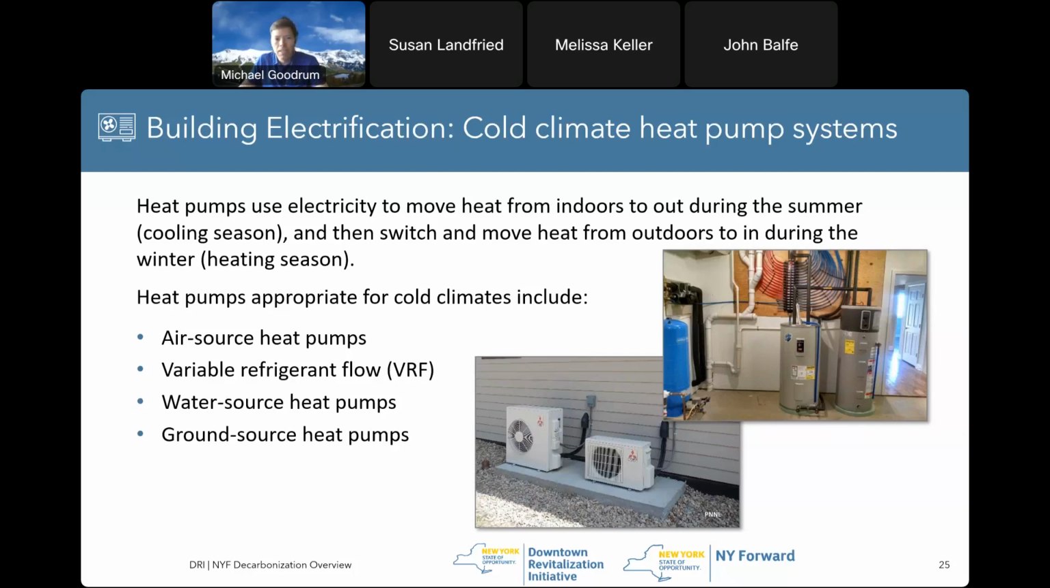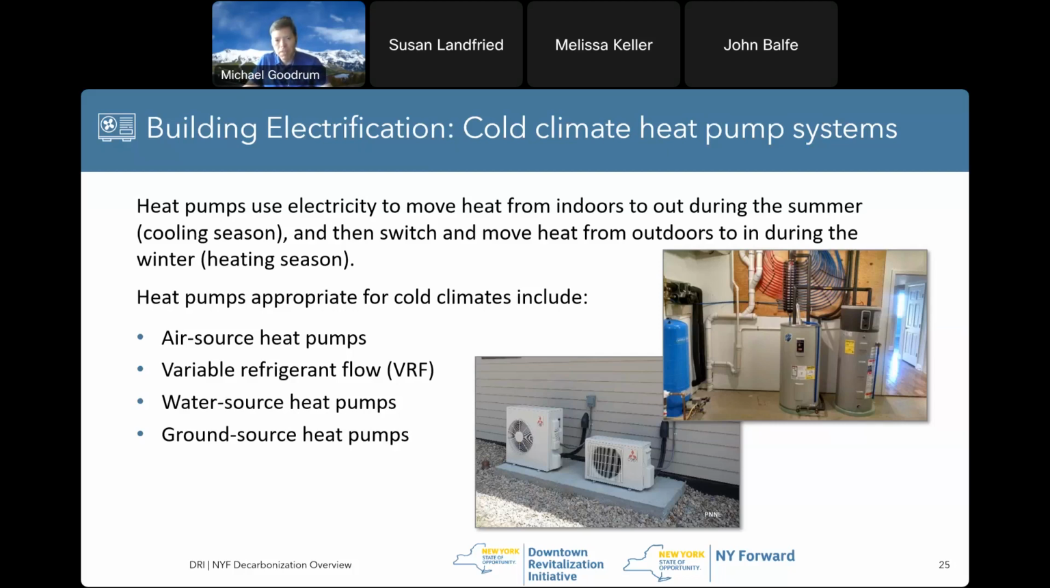Those are systems that can work well for some retrofits because they have more flexibility in where you can place equipment and can fit in some tighter spaces. Then there are water source heat pumps, and ground source heat pumps are kind of a form of water source heat pump.